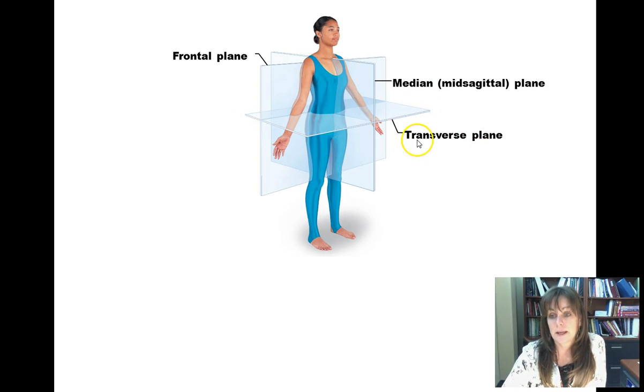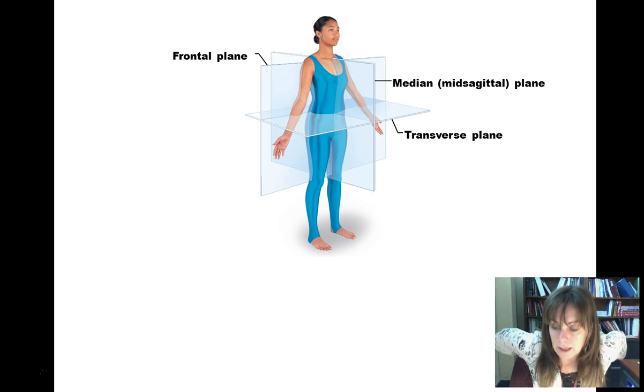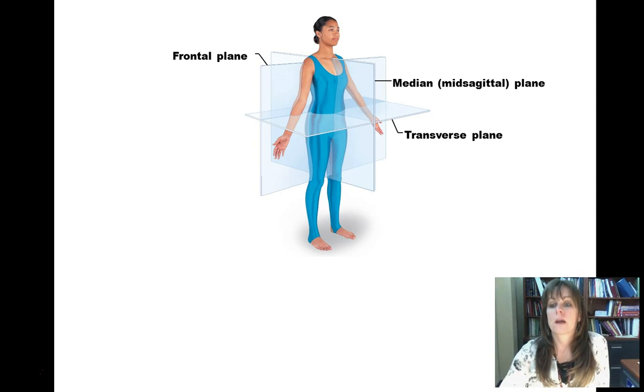The last plane that we have is called the transverse plane. And this one goes straight across like that. Okay, and so it is going to cut the body into top and bottom portions. So it separates superior, top, from inferior.